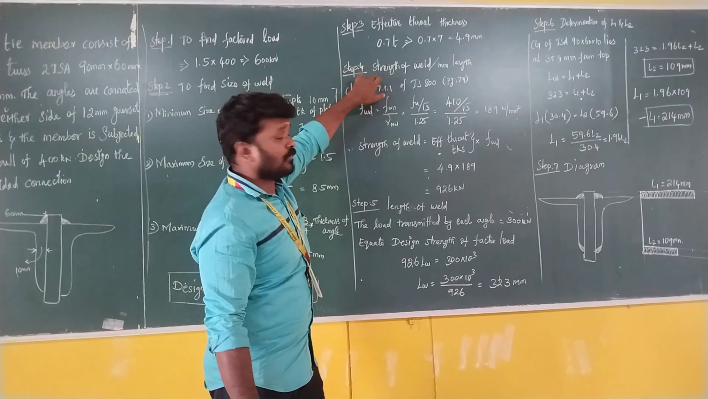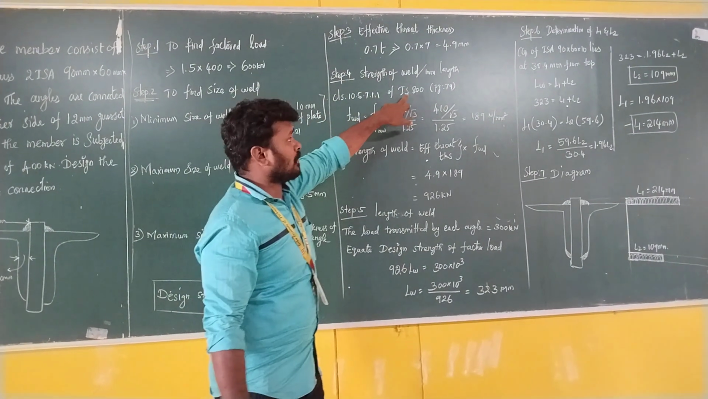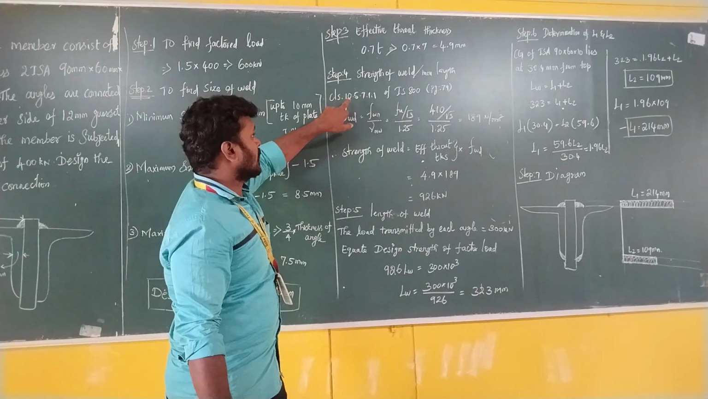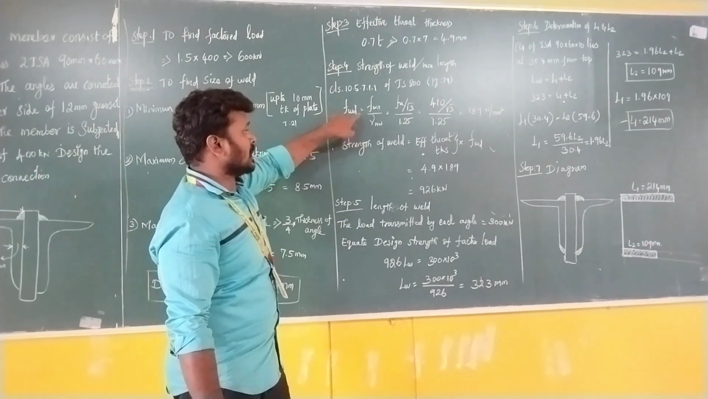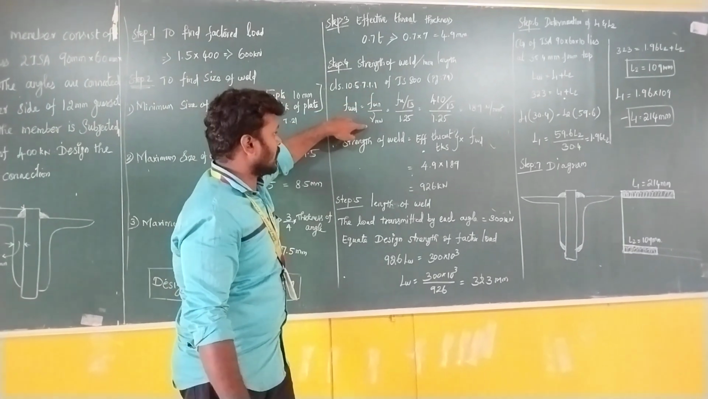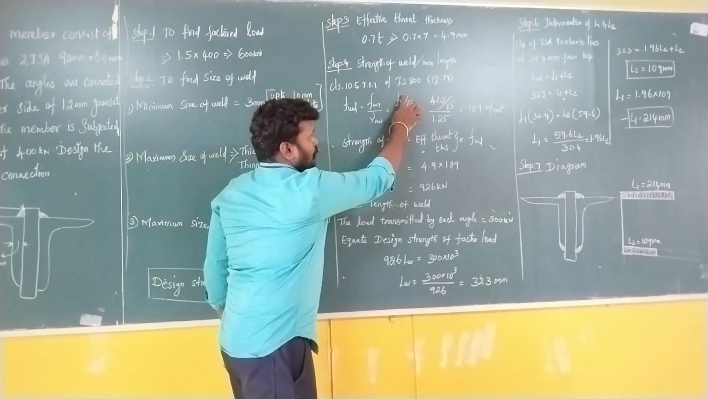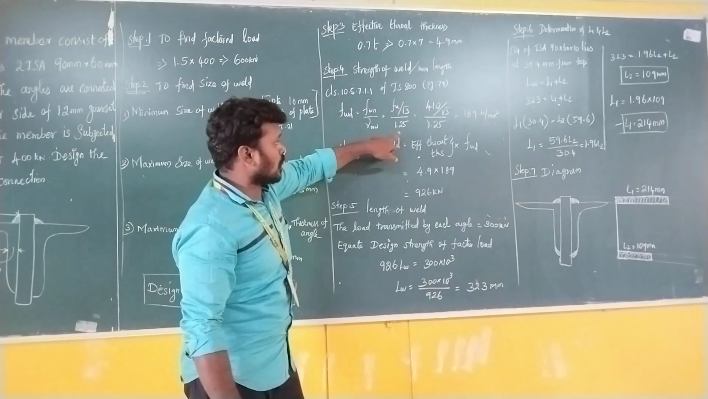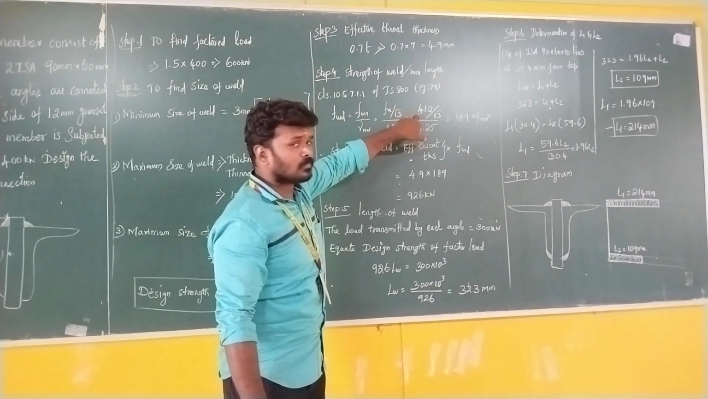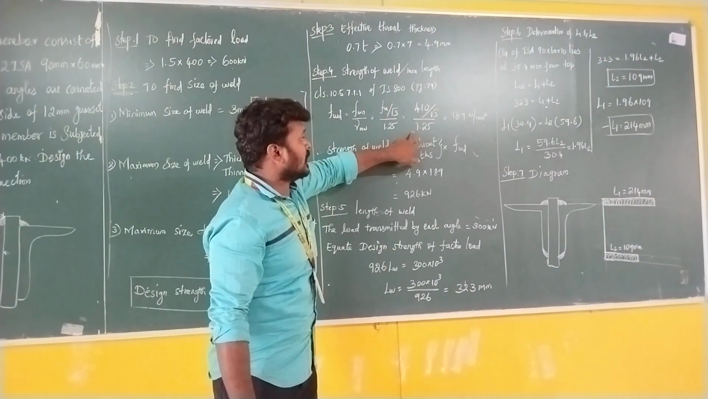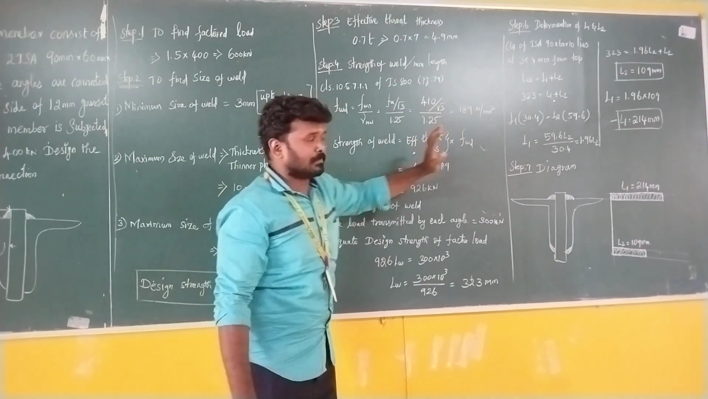Next, strength of weld per mm length. The strength of weld is taken from IS 800, clause 10.5.7.1.1: fwd is equal to fwn divided by gamma mw. Here fwn is taken from fu by root 3 divided by 1.25. The fu value is the ultimate tensile strength, 410, divided by root 3 divided by 1.25. The value is 189 Newton per mm square.